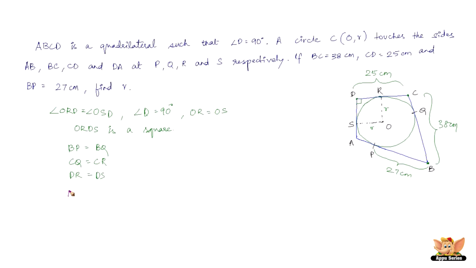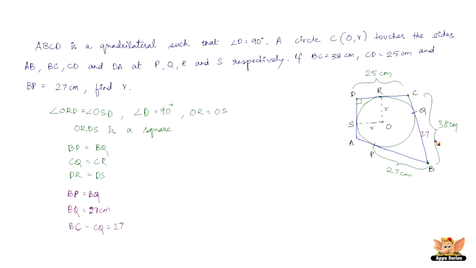Now we have BP equals BQ, which equals 27 centimeters. So now BC minus CQ should definitely be 27 centimeters, right? If BP is 27, BQ is 27, and we've got BC as 38, so BC minus CQ should be 27.